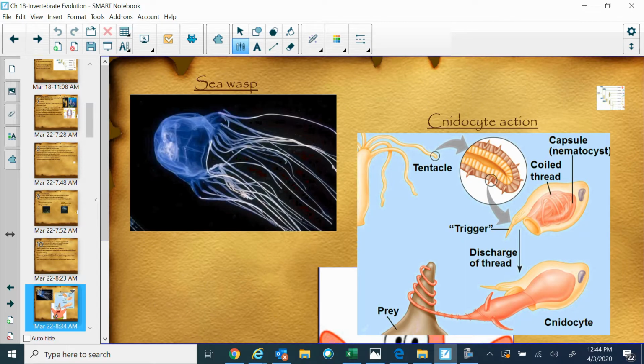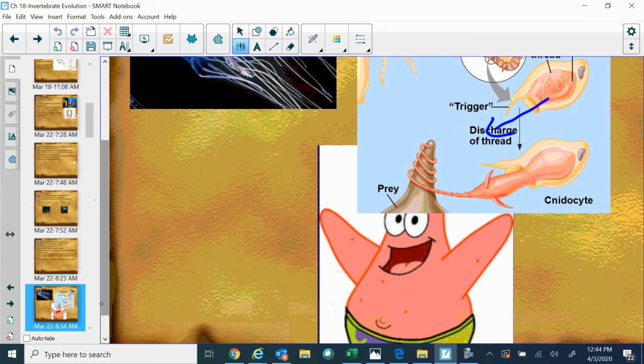That's the sea wasp. And then this is kind of the way the cnidocyte works. There's a tentacle, and off the end of that is a little trigger. And then it shoots out this extension, which then grabs Patrick on the head. Yeah.